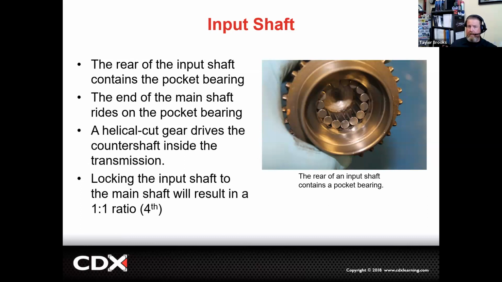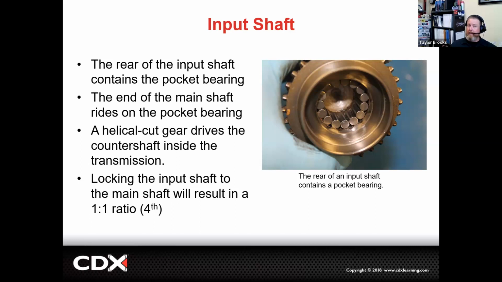But this is a non-caged bearing. They're typically straight roller bearings, or they can be a series of straight roller bearings. In some cases, you can have two sets of them. That's more for the counter shaft, though, typically. And it will ride on a hardened bearing surface on the end of the output shaft and/or main shaft. That's what the manufacturer is calling it.